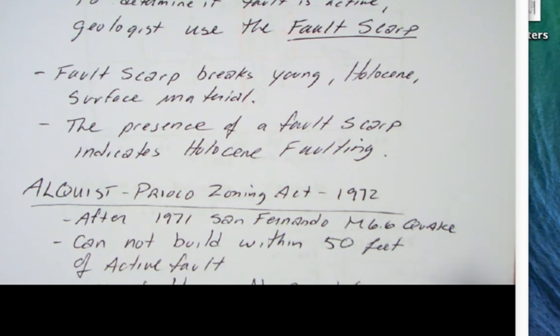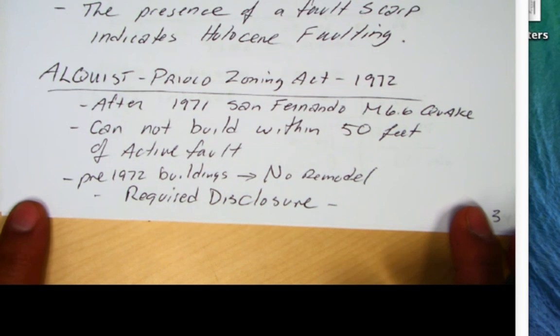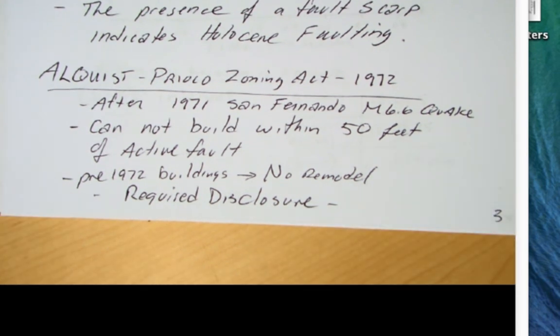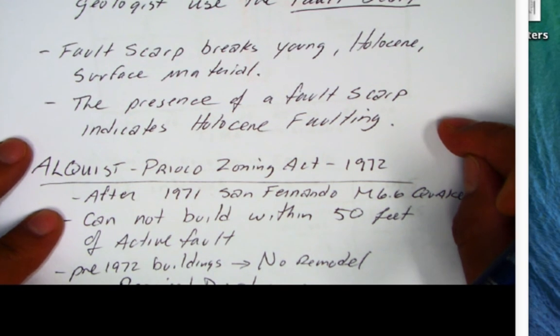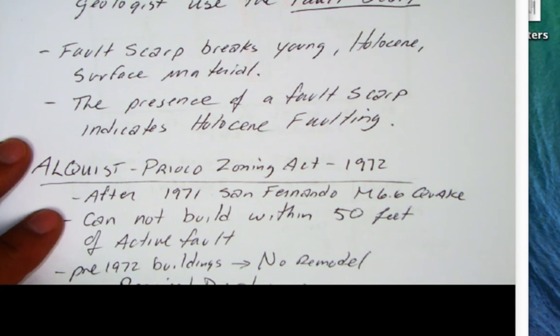And that's important because after the 1971 San Fernando earthquake, which was a magnitude 6.6 and caused an incredible amount of damage in Southern California, with freeway systems and hospital buildings and schools that were built near these fault zones, a law was passed, or an act was passed. It's called the Alquist-Priolo Zoning Act of 1972. And it states that you cannot build within 50 feet of an active fault. And if your building was made prior to 1972, then there are no permits for remodeling, not even a remodel. And if you try to sell your property, you're required to disclose that you're within an active fault zone. So that's why it's important to understand where these fault scarps are, and geologists look for these when new building sites are being proposed.